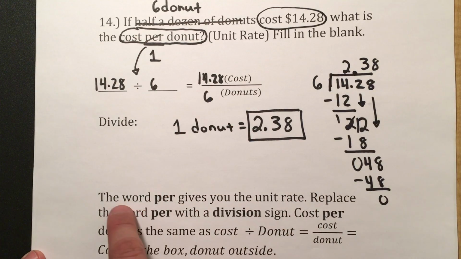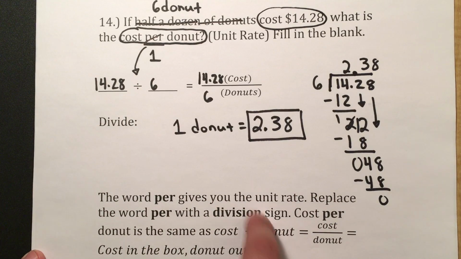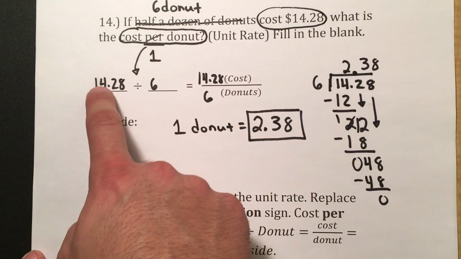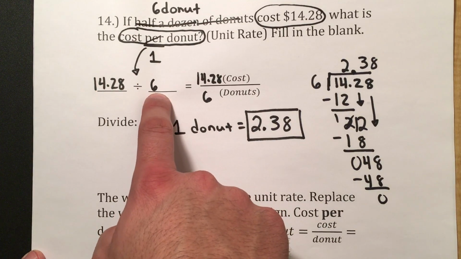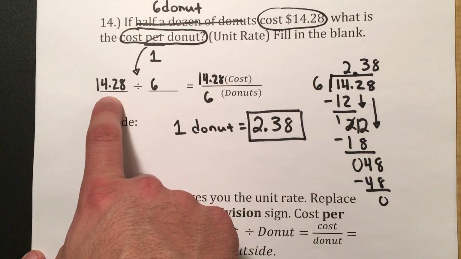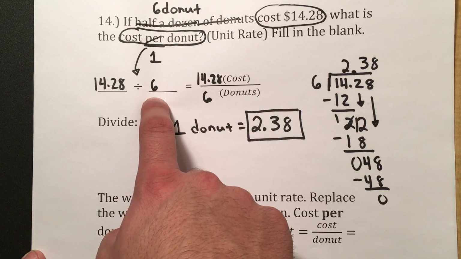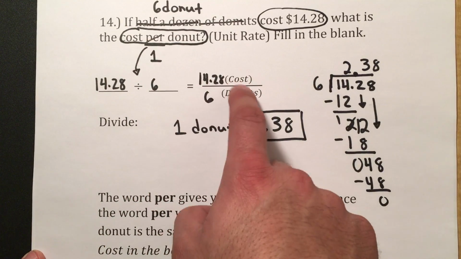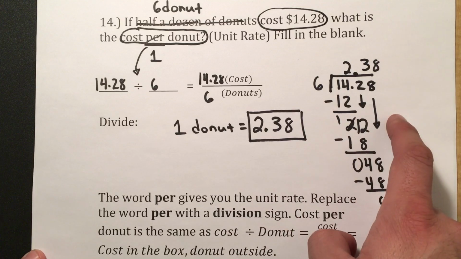And we're going to replace the word per with the division sign. So the cost per donut is the same as cost divided by donut. You guys see? The cost was $14.28. There were 6 donuts. But it's the same as cost over donut. It's giving you the rate. And then we're just going to divide.